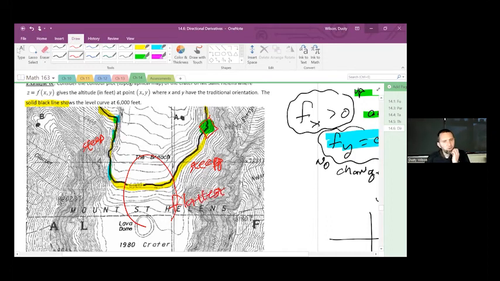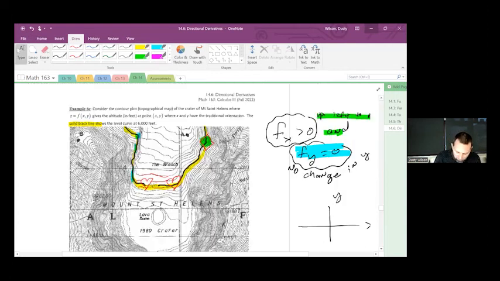inside the crater. We're looking for the flattest of the flat spots, and that would be where the contour lines are the farthest apart. It looks like they're the farthest apart maybe in this region here, or maybe in this region there, somewhere right at the base. And notice my contours seem to be pretty far apart. There.